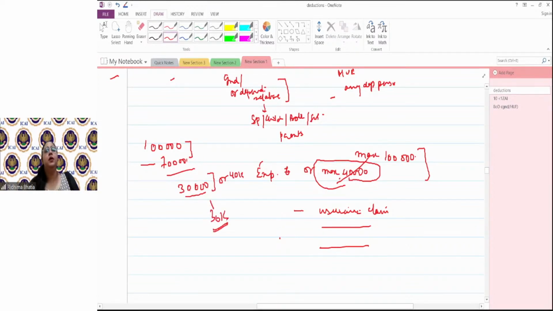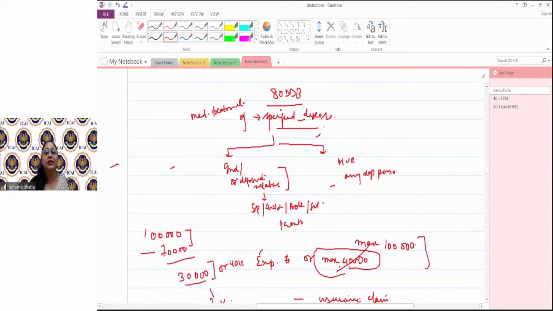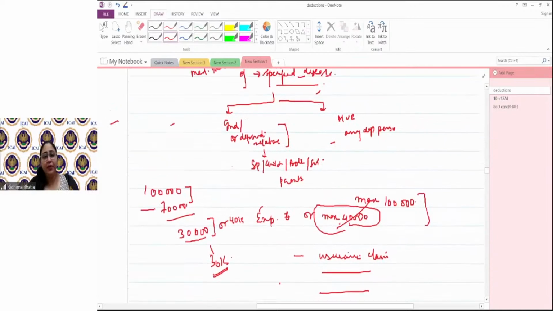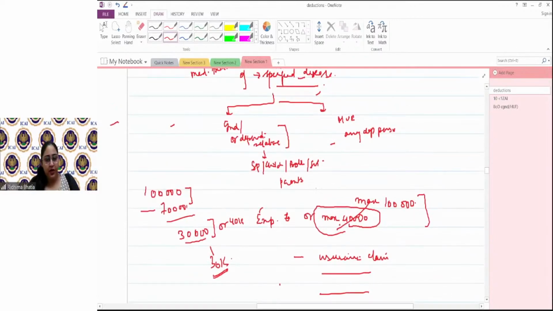Obviously, if you have already received the insurance claim, then it is not your expenditure. And 80DDB is basically for the expenditure. The criteria is the expenditure on the medical treatment of a specified disease. That specified disease can be of the assessee or of the dependent person of the assessee. Got it? So on the insurance claim part, please be very careful.